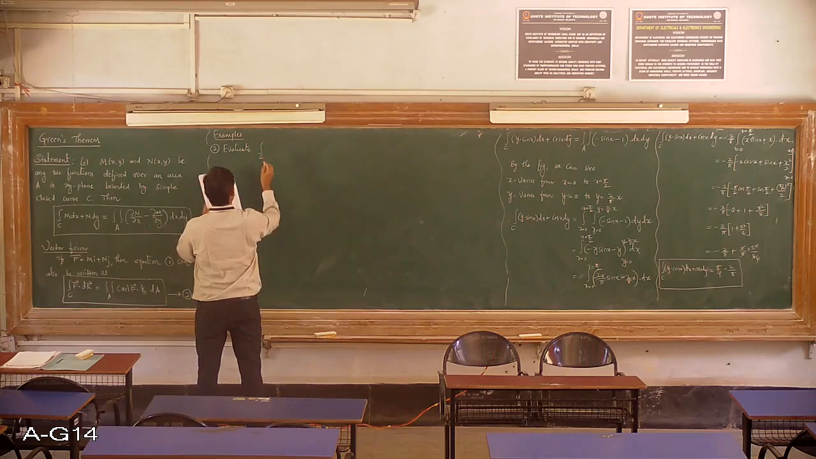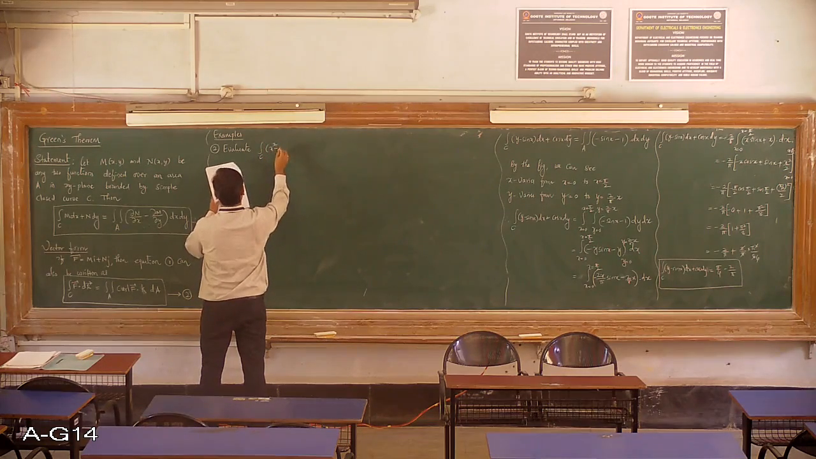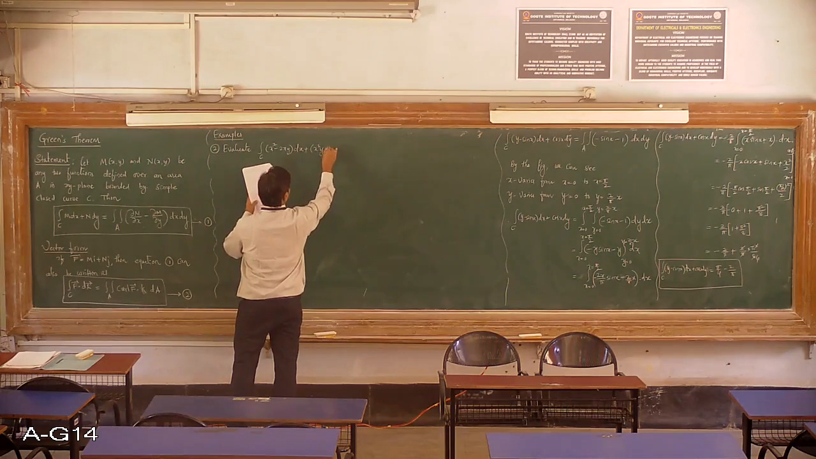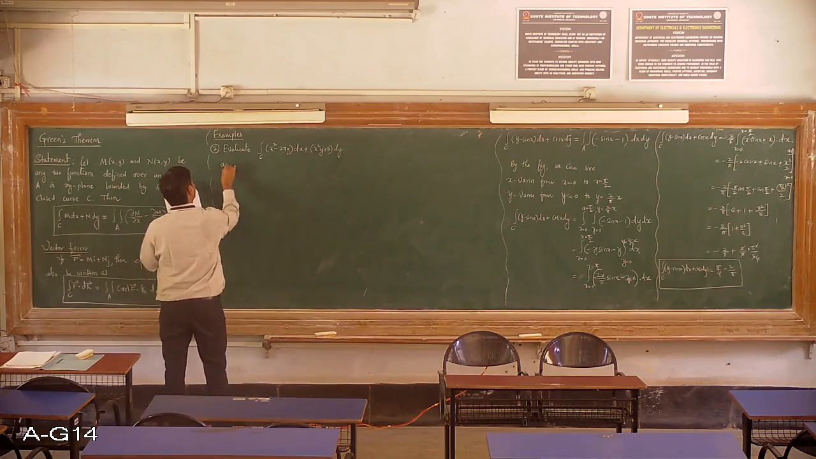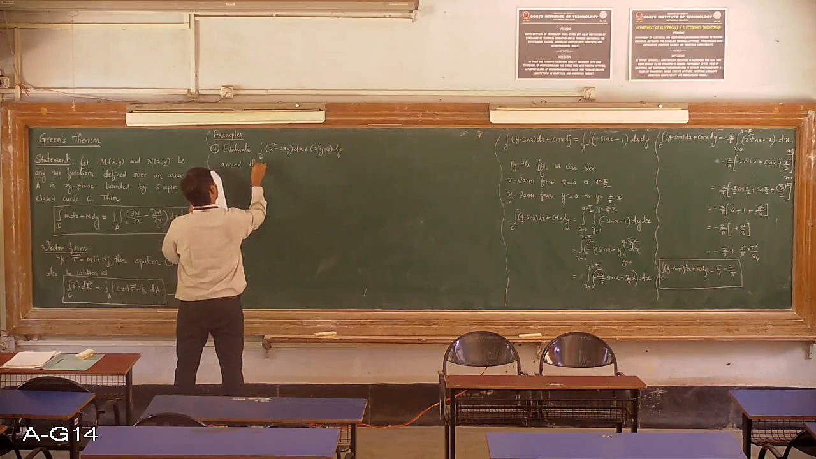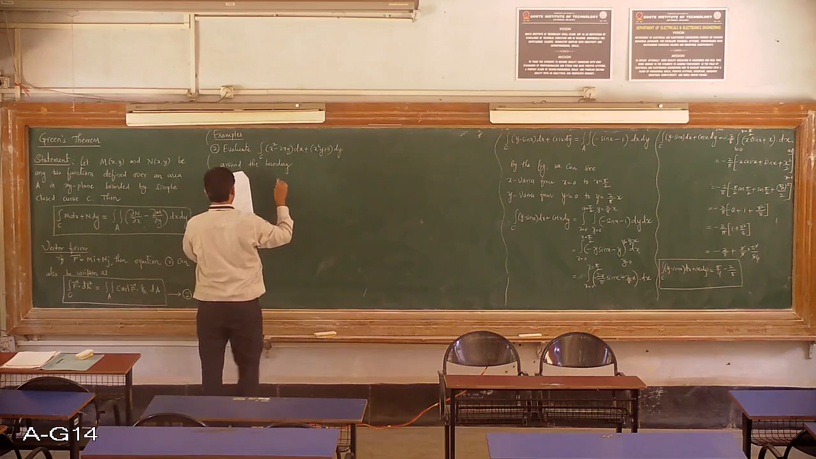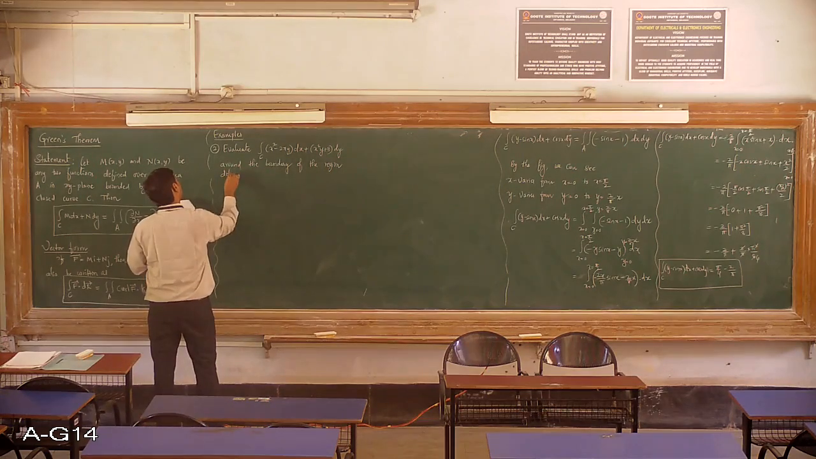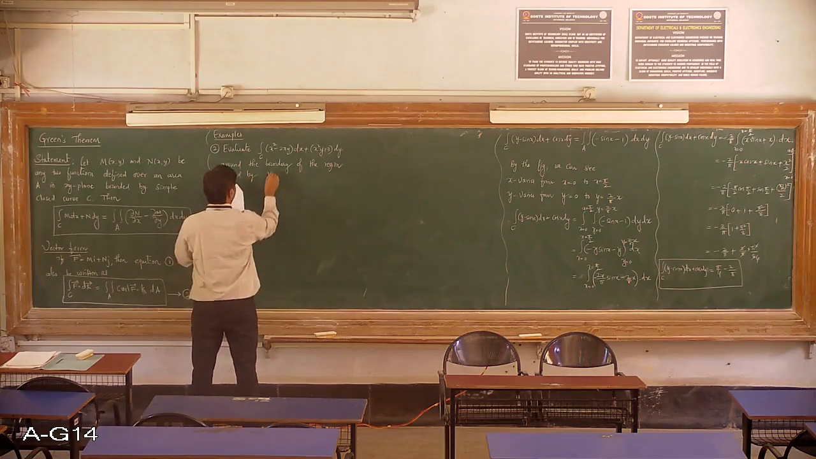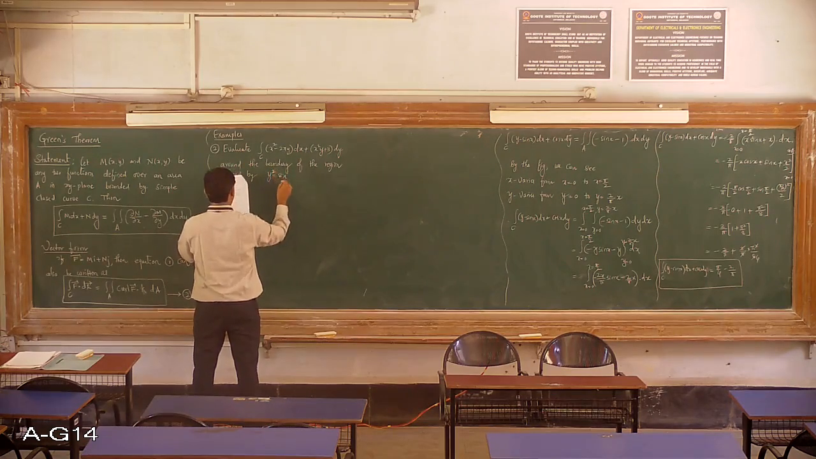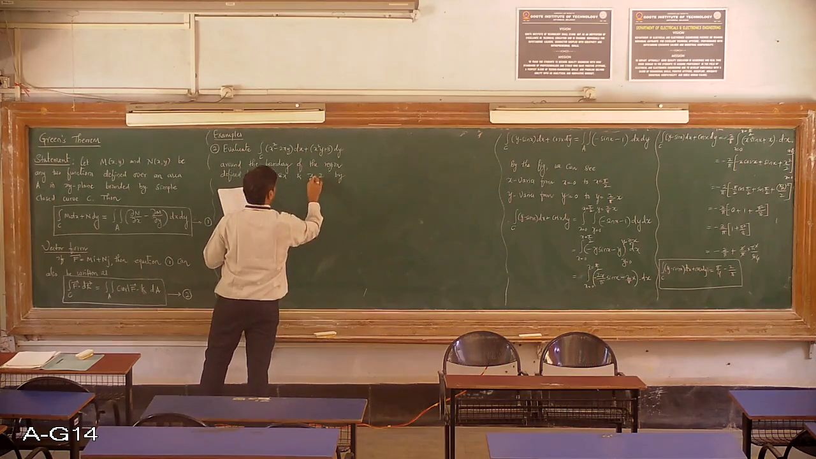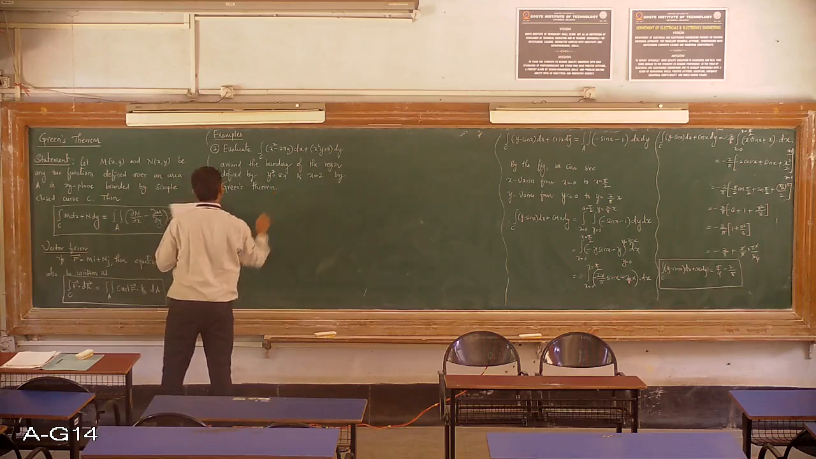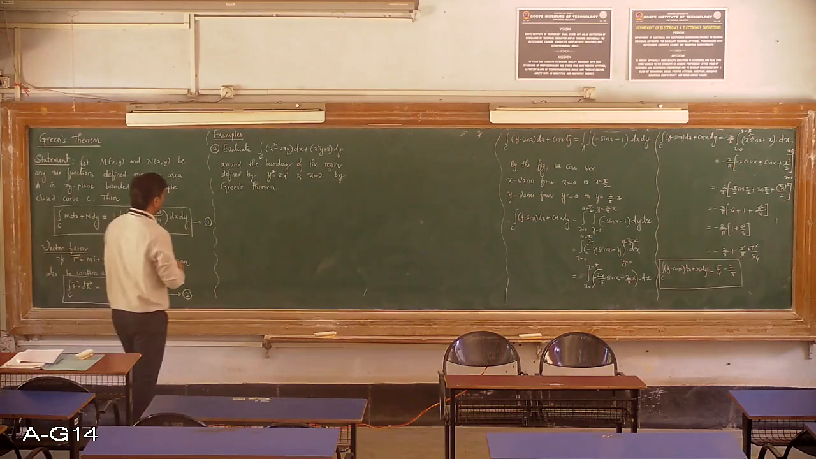Evaluate integration over a curve C, x square minus 2xy into dx plus x square y plus 3 into dy around the boundary of the region defined by y square equals 8x and x equals 2 by Green's theorem. Okay, so let me solve it.